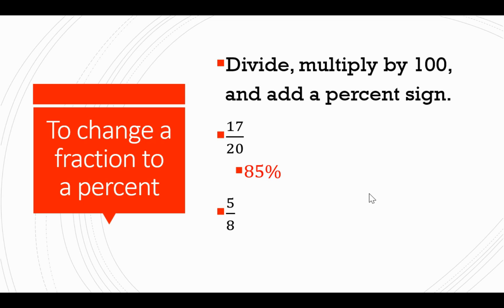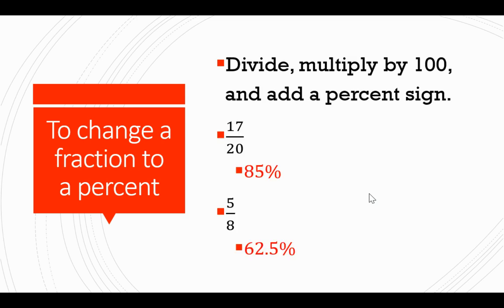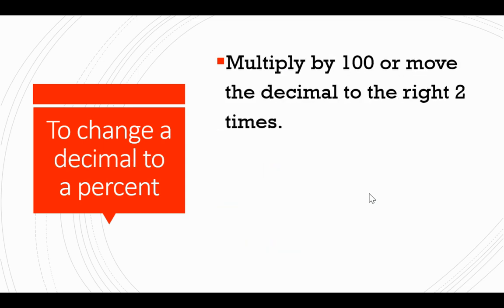0.625. So 0.625, we take that, multiply it by 100, 62.5%. Bam. So changing a fraction to percent is pretty straightforward. Hopefully you have some of these methods down already. Next, to change a decimal to a percent. In these examples, we were turning it into a decimal and then multiplying by 100. Same thing is true here. We multiply our decimal by 100 or move the decimal to the right 2 times. That's the simple method by which we do it.